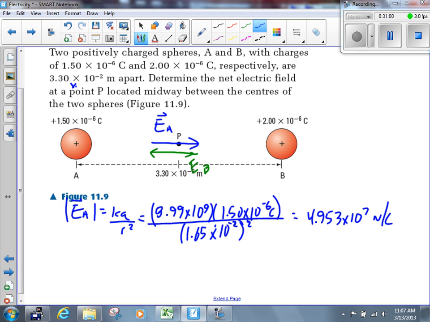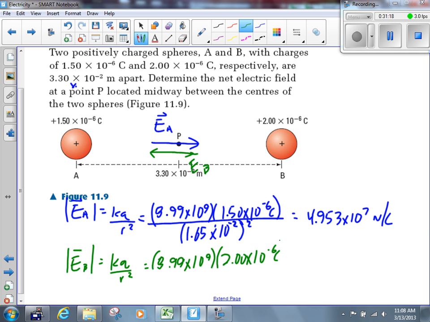Let's get the value of EB, the electric field caused by B here. Again, let's make sure we use the right charge. The distance is going to be the same, not because it's the same place, but since it's midway in between, it's going to be the same distance from B as it is from point A. What do we get for the electric field there?